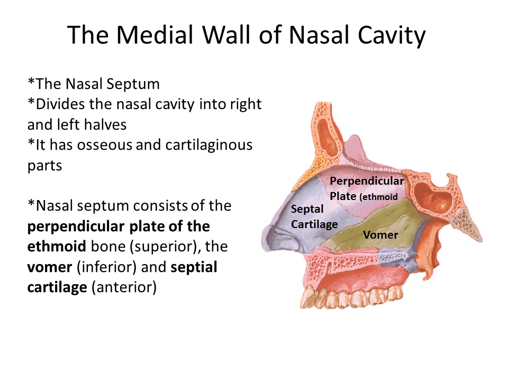The medial wall of the nasal cavity: the nasal septum divides the nasal cavity into right and left halves. It has an osseous and a cartilaginous part. The nasal septum consists of the perpendicular part of the ethmoid bone superiorly, the vomer inferiorly, and the septal cartilage anteriorly.